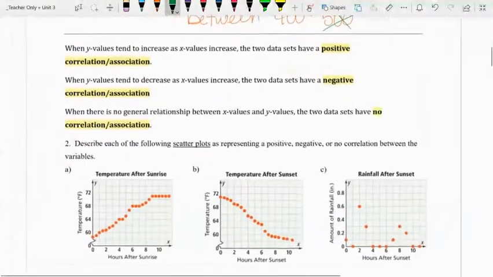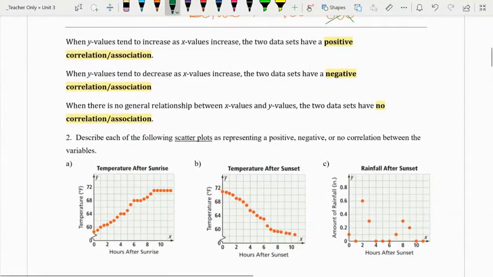Now let's talk about really what this all is. This is talking about correlations. So correlations, associations, slope, that's all pretty much the same thing. So as x increases, y values also tend to increase. Now notice how we use the word tend, because it could kind of drop off here and there. It doesn't have to be a perfect line, but it needs to be kind of like one.